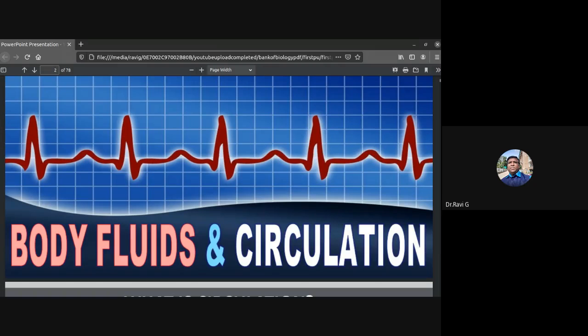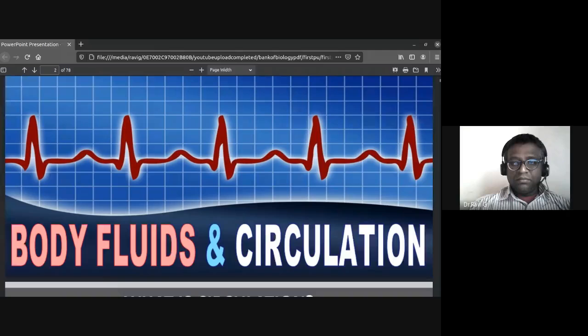Today we'll be studying the topic of body fluids and circulation. We are going to discuss how blood is circulated in our body. Especially in human beings, you should remember the circulatory system is a closed type of circulatory system. When we talk about a closed circulatory system, it implies that blood is pumped by the heart into blood vessels. They are not pumped into open spaces. So there are blood vessels which are carrying these fluids.